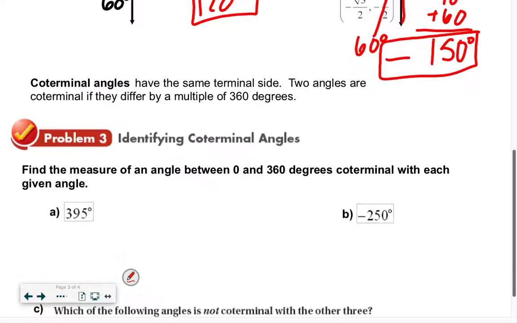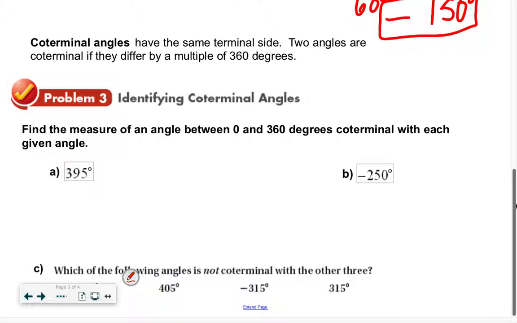Last thing we're going to talk about is coterminal angles. That's what I was talking about. It's pretty much just a replica of your angle. All we do is add or subtract 360. Okay? So they differ by a multiple of 360. So like I said, 0 and 360 look the same when we draw them.